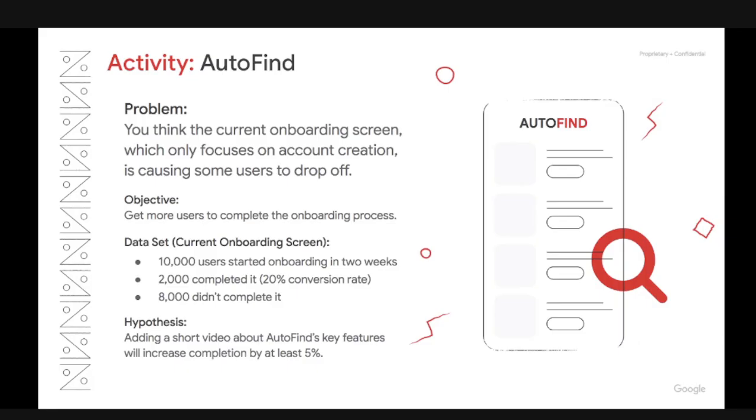This one is a tough one because you don't know exactly why these users are not completing the onboarding process. I think the hypothesis is incorrect, because even if you do another variation with a video showing key features of the app, what if the issue is the password combination that's making people fall off?